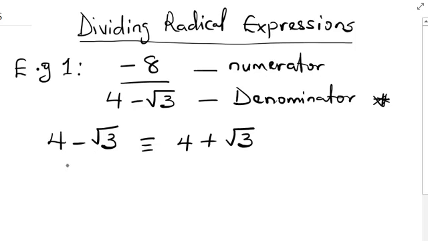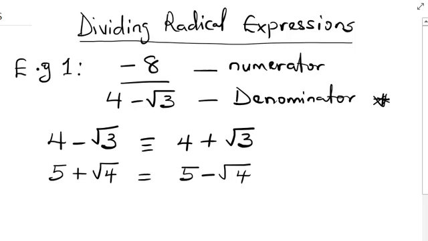So another example is if we're given maybe the denominator is 5 plus root 4. So that will be 5 minus root 4. So that will be the conjugate. So that's just an example.